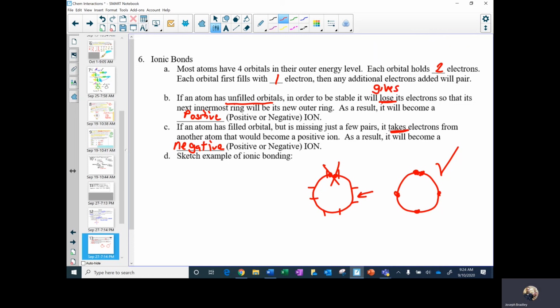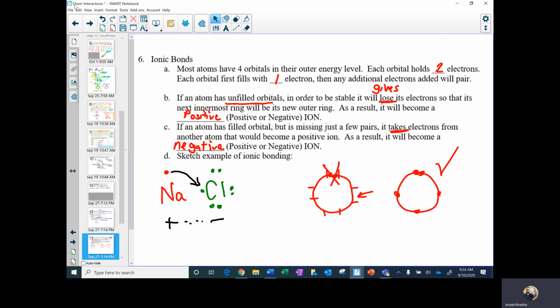Okay, so sketch an ionic bond. Common one is sodium. And then if I take chlorine, it's going to have 7. It's in that same row as fluorine. And what's going to happen is this is going to move over to there. This one will become positive. This one will become negative. And their opposite charges attract.